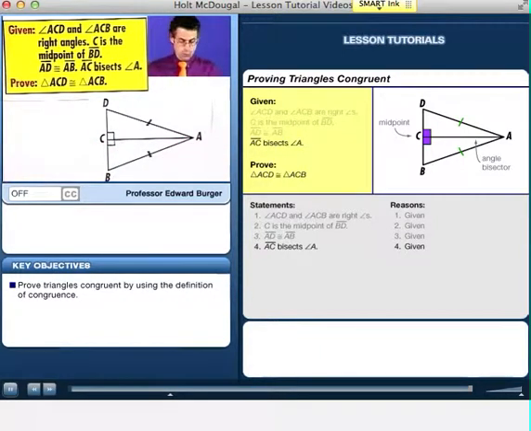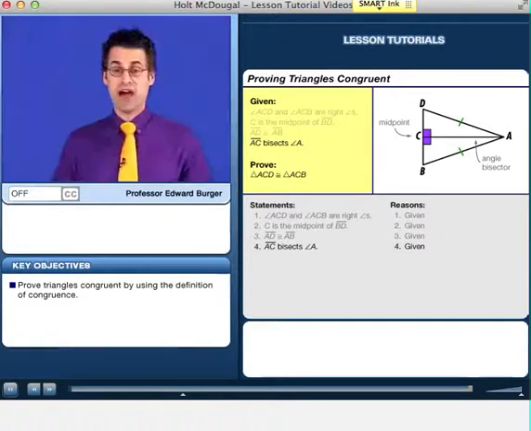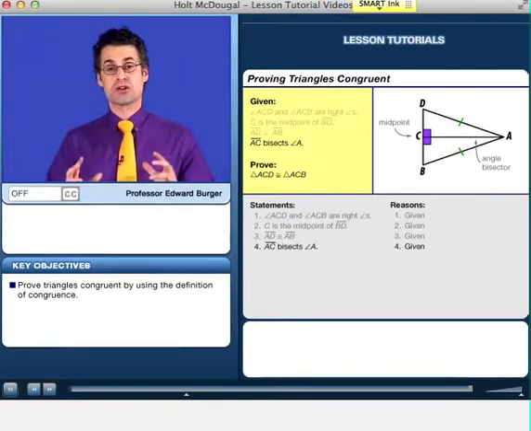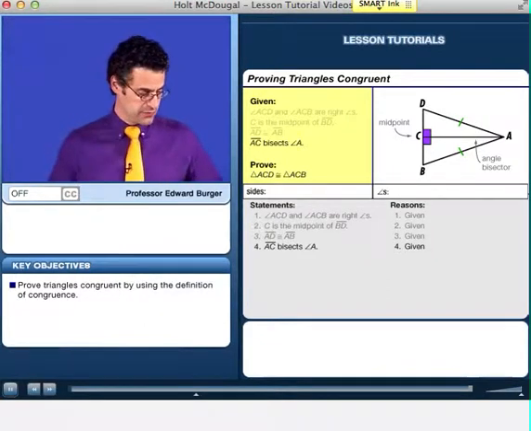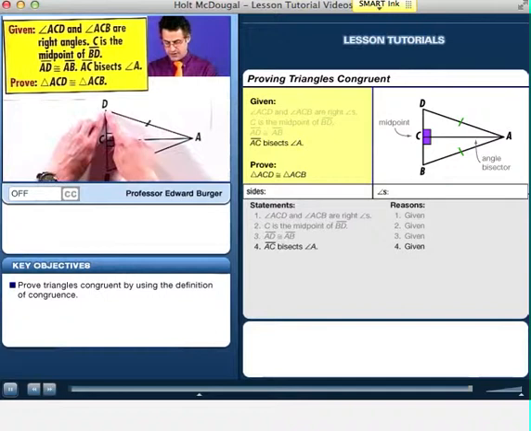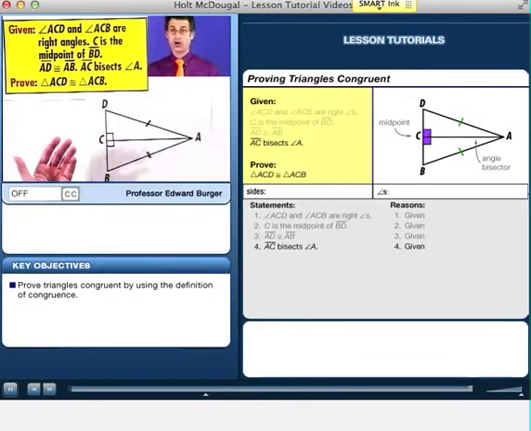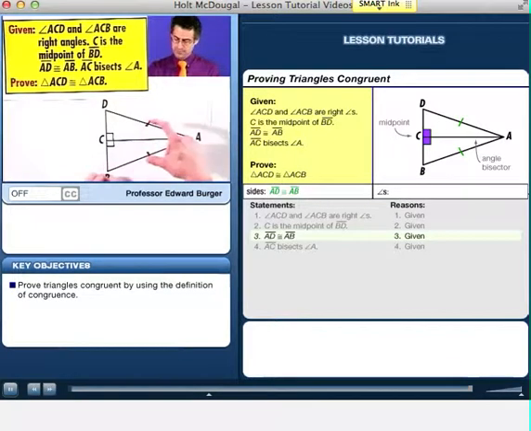Now, what we want to do is show that triangle ACD, this triangle here, is congruent to triangle ACB. How do I do that? I have to show that corresponding sides are congruent and corresponding angles are congruent pairs. So let's take a look and see if we can find these pairs. Well, this side and this side of those triangles are congruent. So this is a pair of sides that are congruent. Great. Can we find another pair of sides that are congruent?